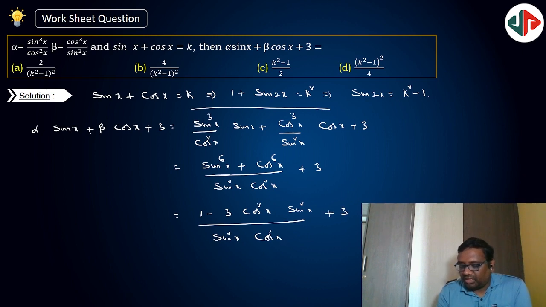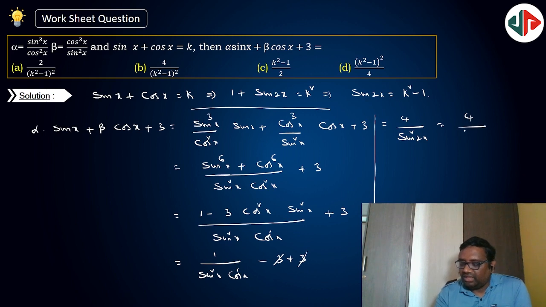plus 3. If you simplify, it is nothing but 1 by sin^2 x cos^2 x, minus 3 plus 3. Both will be cancelled. This value we can rewrite as 4 by sin^2 2x. 4 by what? Sin 2x is k square minus 1, whole square, or not? So your answer is 4 by (k square minus 1) whole square.